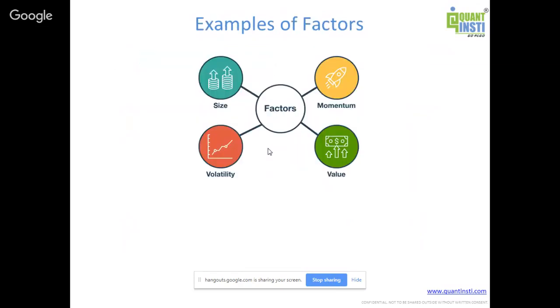So here are some examples of factors. This is not an exhaustive list. This is just for example purposes. So there is this size and value which we already discussed, and there's this momentum factor which is going with the trend, and there's another which is volatility.